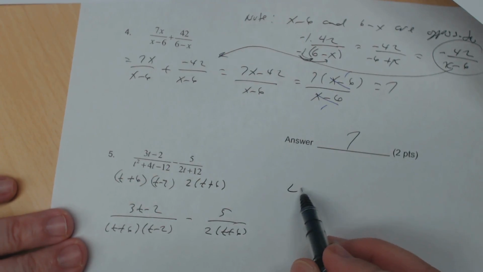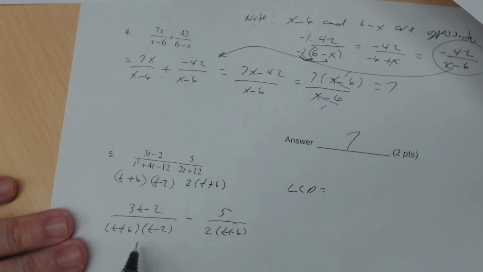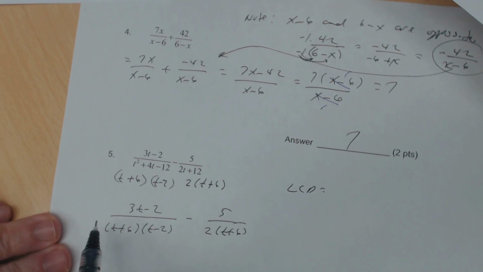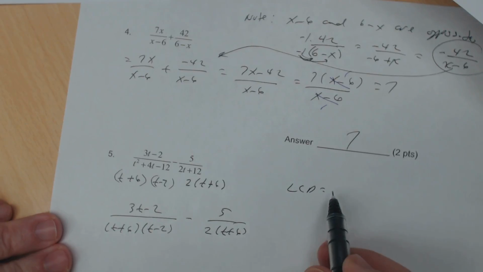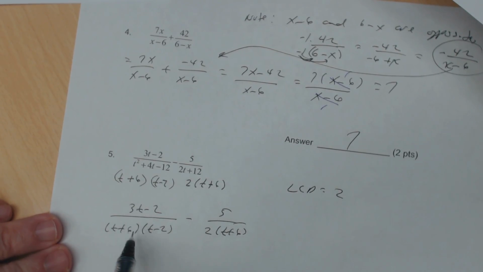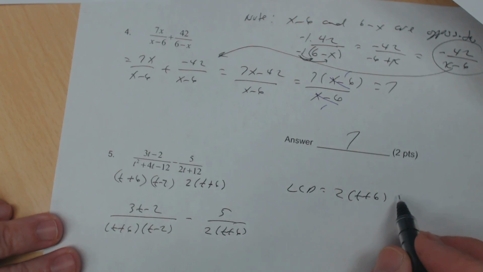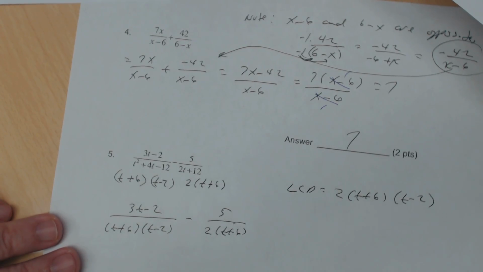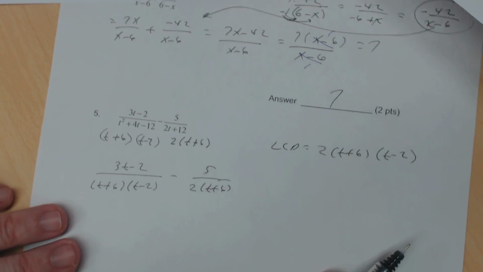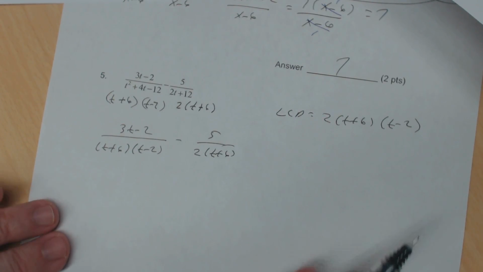Alright, so the LCD will be, remember it's every factor you see, so let's look at this 2 first. So I'm going to have to use a 2. There's only one factor 2 here. There's no other coefficients here other than 1. So I'm going to need a 2. Now my next factor is a t plus 6. I have one factor here. I have one factor here, so I need 1. My next factor is a t minus 2. I have one here. I don't have any here. And that's it. That's your LCD. So your LCD is 2 times t plus 6 times t minus 2.